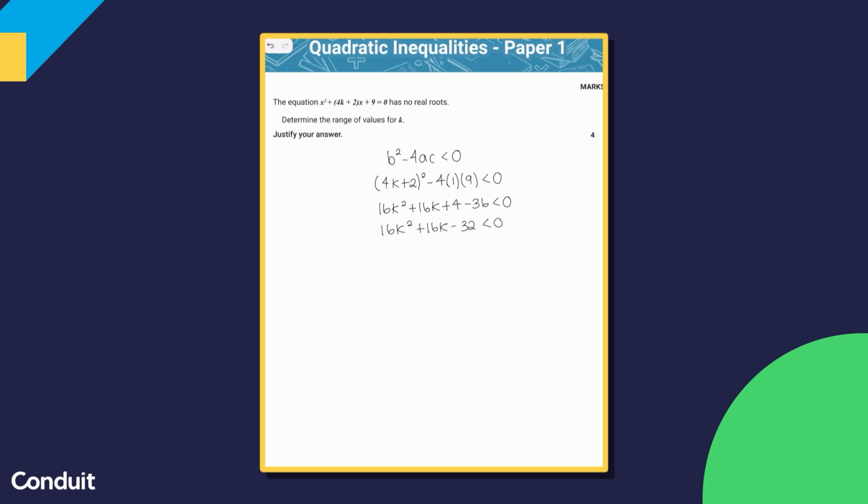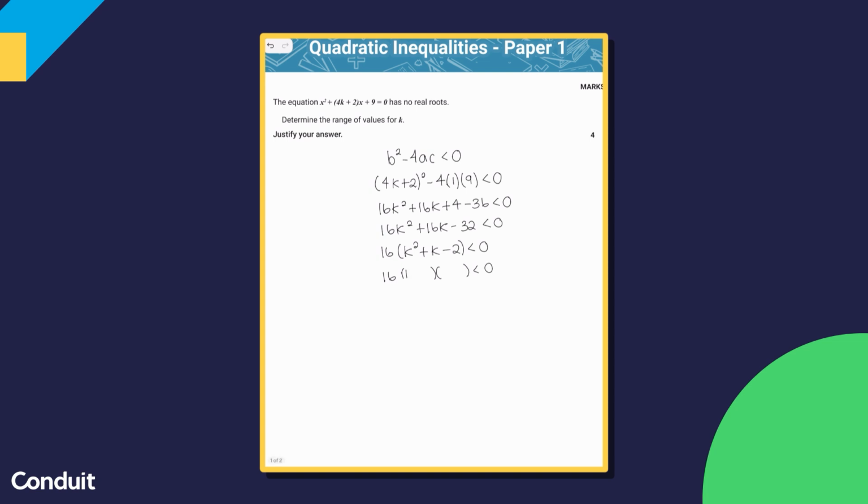Now that I've expanded and fully simplified, I can start to factorise, which is going to help me find the roots of this. Taking out 16 as a common factor leaves me with k squared plus k minus 2. And then I can factorise this trinomial, split it into two brackets.